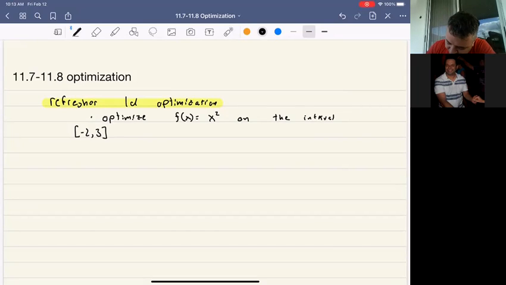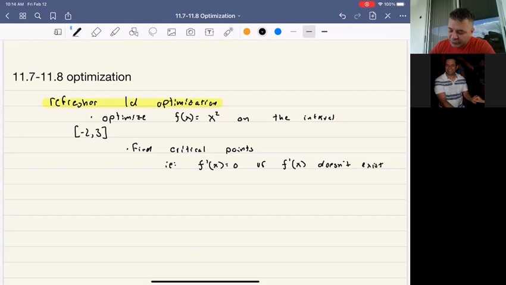Find critical points first. So that is f prime of x equals 0, or f prime of x doesn't exist. Okay, so in this case, we're going to take f prime of x equals 2x. So that means x equals 0. And then we're going to find f of 0 and f of the endpoints.